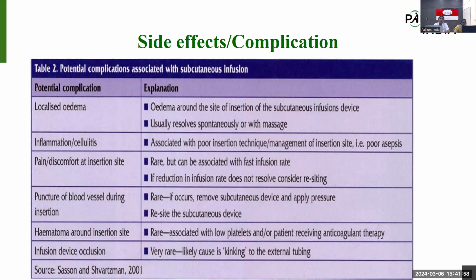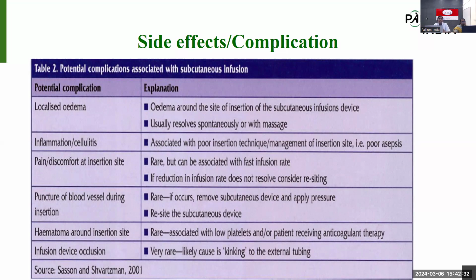Then next potential complication includes pain and discomfort at insertion site. It is very rare, but if we are introducing fluids too fast, or more than 20 drops per minute, it may cause pain. If the patient complains of pain, first we should reduce the drip flow rate to less than 20, and we can start it from 10 to 12 per minute. Like that, we can restart.